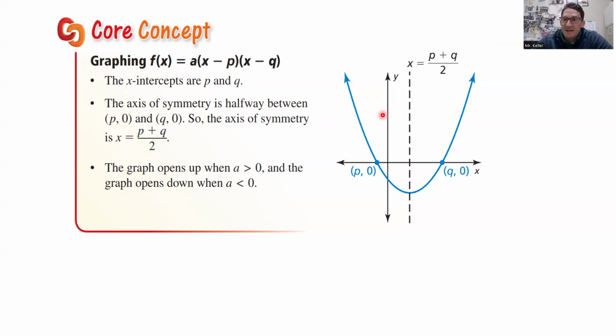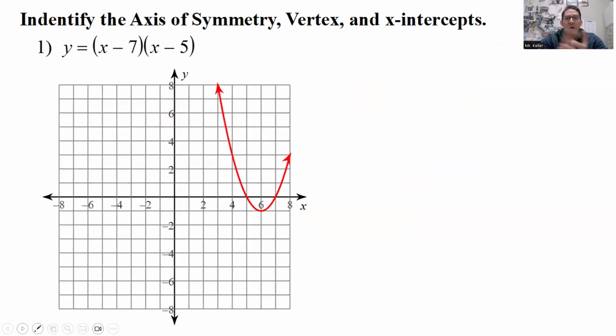We've talked about the axis of symmetry when we did graphing quadratics in standard form. The axis of symmetry just goes straight through the middle of the quadratic, vertex at the bottom. So this is all stuff we have done before. Let's go through and look at a couple of quadratics. We're going to identify the axis of symmetry, vertex, and the x-intercepts. First, the axis of symmetry.